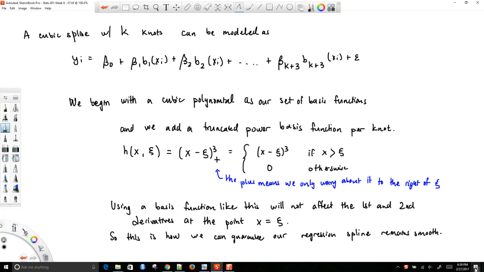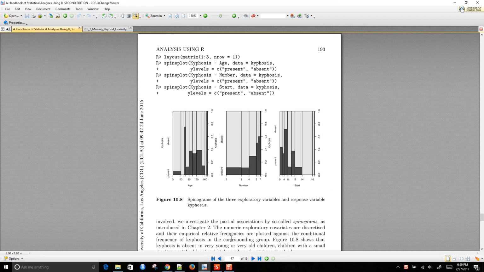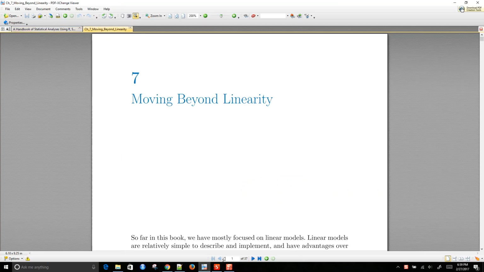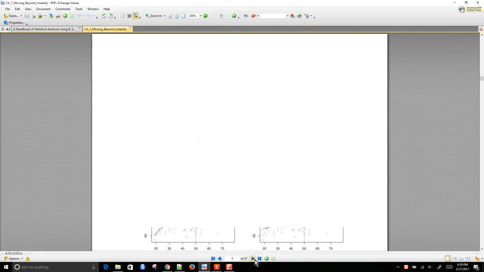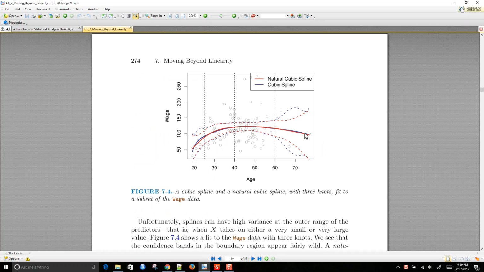And we have another thing called a natural spline. When you fit this, you can get a high amount of variance, and there's a good picture of this on page 274 in your handout. The variance can increase quite a bit, so there's a natural spline that comes with additional constraints on the function itself, and that is it has to be linear at the boundary.